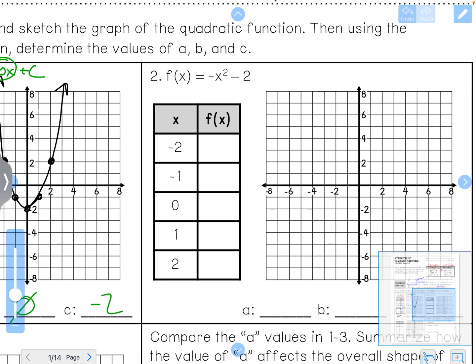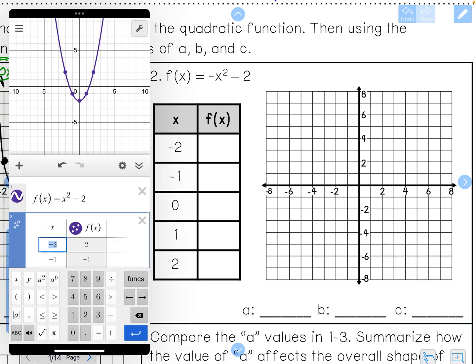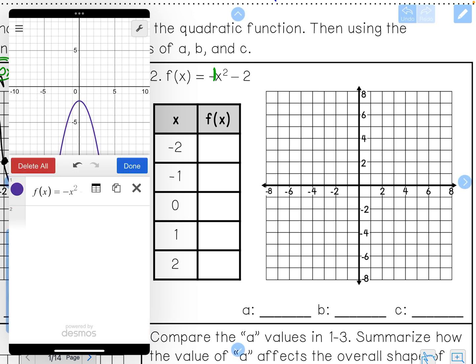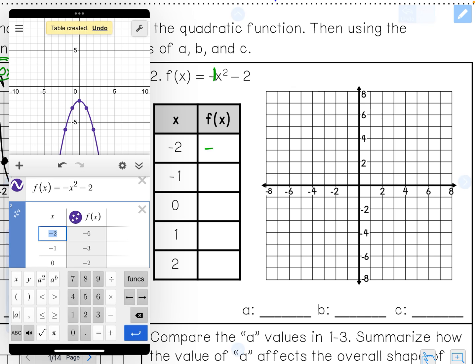So we're going to do the same thing here. We're going to graph this in Desmos. So if we notice, the only thing that's different is that our a here is a -1. So I'm going to go ahead and put a negative in front of my x squared, and then I'm going to turn it into a table. So -2 is -6, -1 is -3, 0 is -2, 1 is -3, and 2 is -6. So we've already said that our a value is -1, there is no b value, and our c is -2.